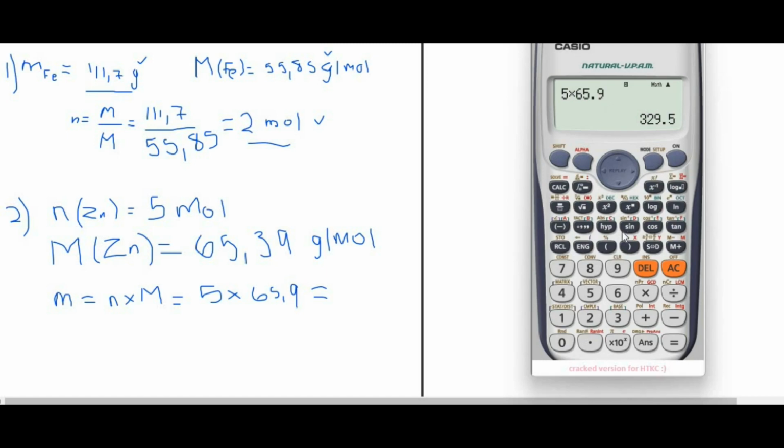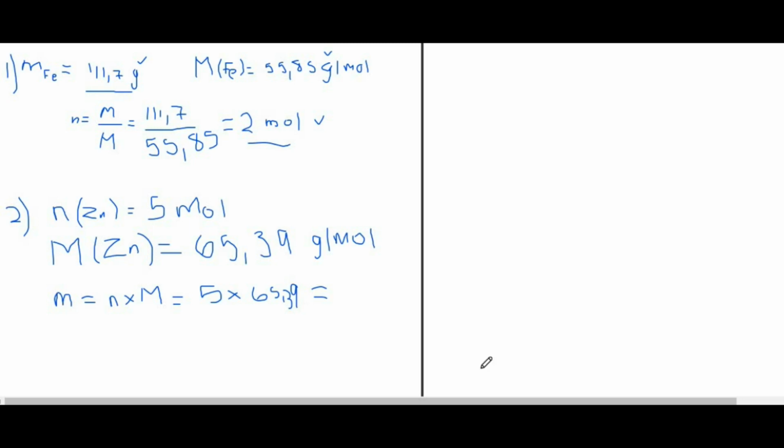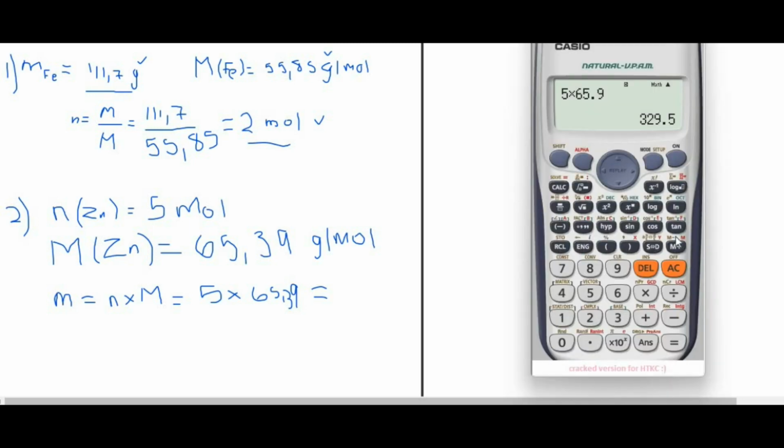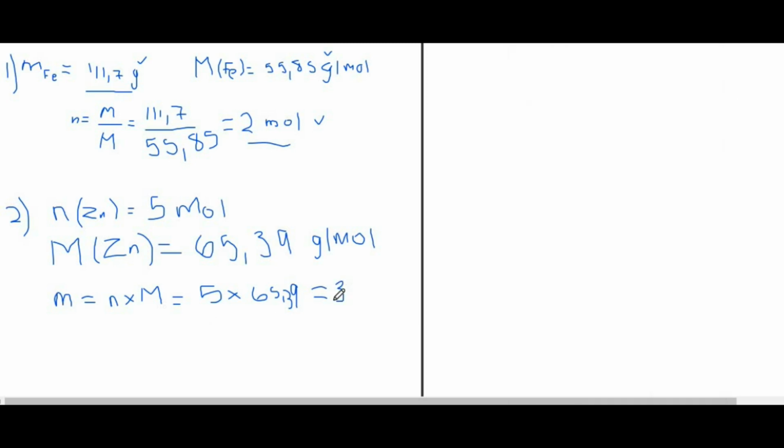So it's 65.39. No, that was a mistake. 65.39 over here. Okay, so let's fix that. Let me clear this. It's 5 multiplied by 65.39. There you are, and you get this value there, which is 326.95 grams.